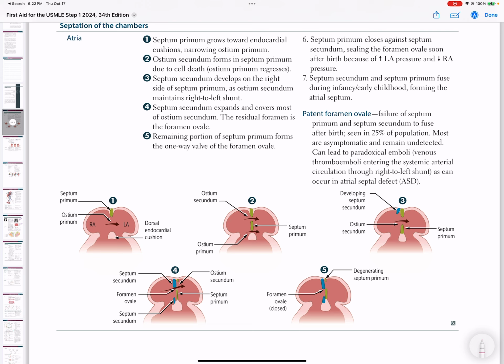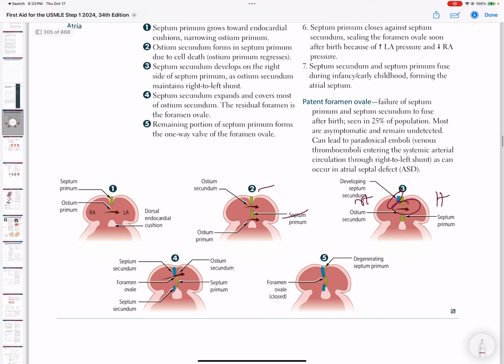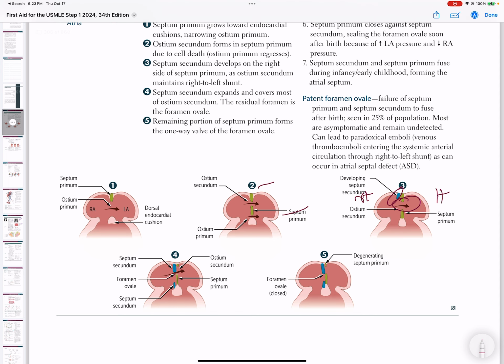Due to cell death, the ostium primum is regressing and the secundum is formed, which you can see here in image number 2. So the septum secundum starts to develop on the right side of the septum primum, and then it starts to cover most of the ostium secundum. This residual foramen is the foramen ovale. The remaining portion of the septum primum forms all the way up there, and it forms the one-way valve of the foramen ovale.